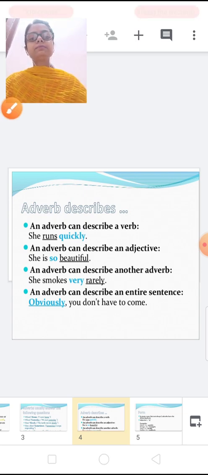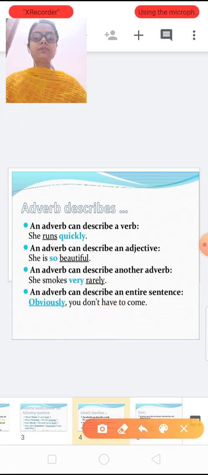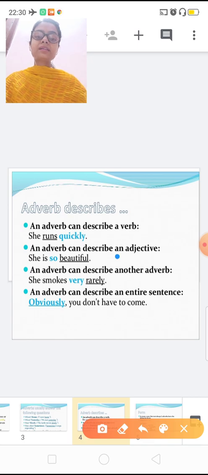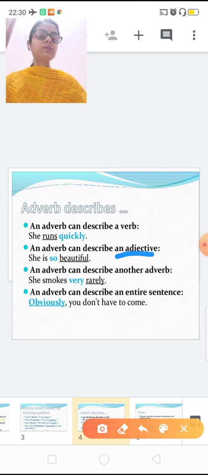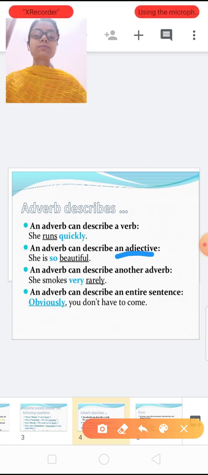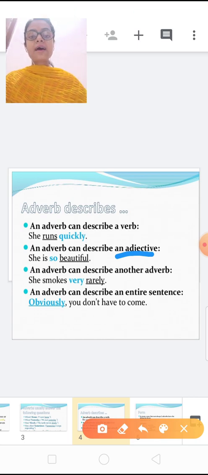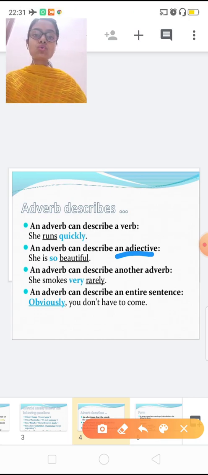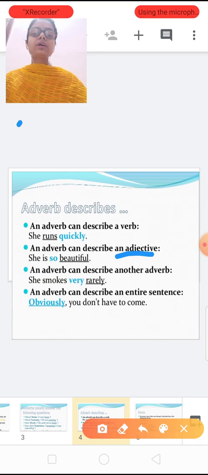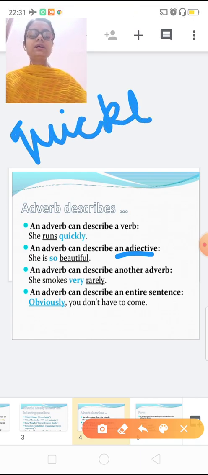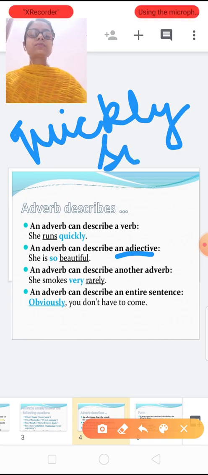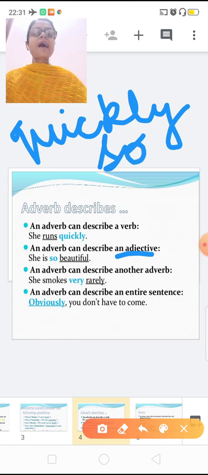An adverb can describe an adjective. She is so beautiful. Here beautiful is an adjective. What is beautiful? Beautiful is an adjective. Here so is adverb. So here I am writing these adverbs in first. This is quickly. Now it is so. So is describing an adjective.